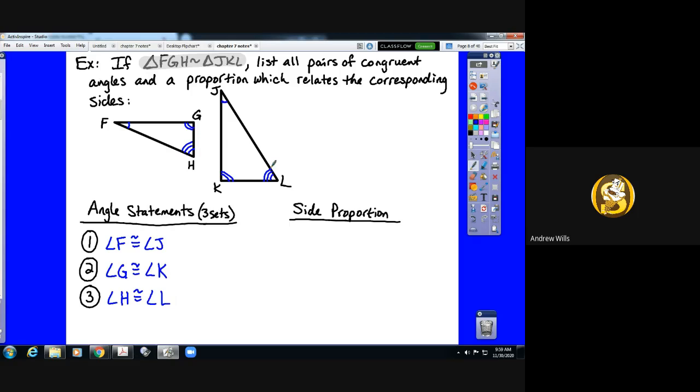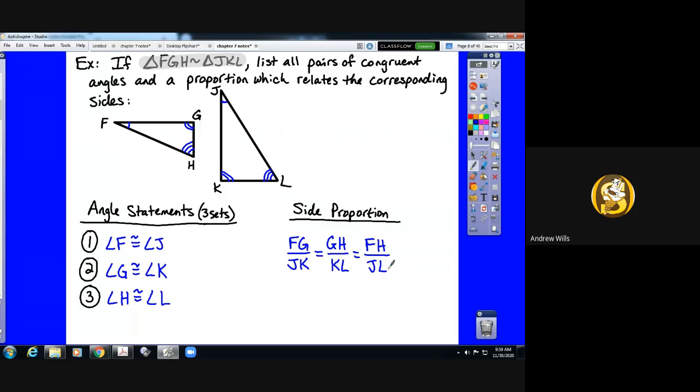Now, the main reason to draw a picture is to help us set up the proportion, because we're all pretty good at matching up the angles. We've proven that on various vocabulary quizzes. The sides tend to give us a little bit more trouble. So for the side proportion, we would do first two letters, FG over JK, equals the second two letters, GH over KL, equals the first and last letters. So FH for the first triangle over JL for the second triangle.